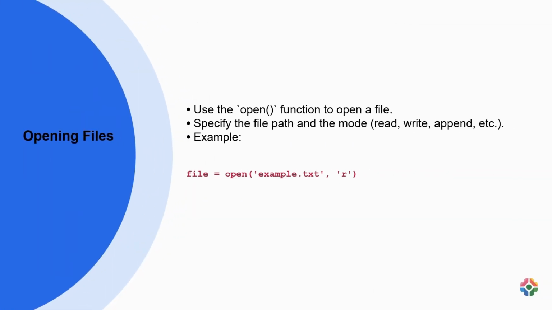To open a file in Python, you can use the open function. You need to specify the file path and the mode you want to open the file in. The mode can be r for reading, w for writing, truncating the file, a for appending, r+ for reading and writing, etc. For example, to open a file named example.txt in read mode, you would write file = open('example.txt', 'r'). This code opens the file example.txt in read mode, allowing you to read its contents.